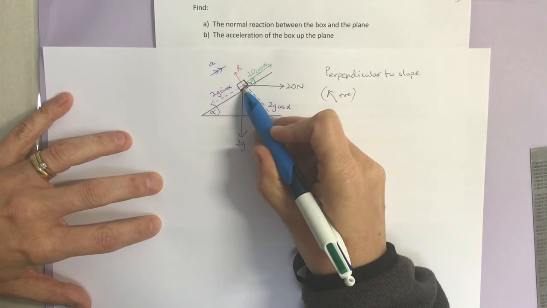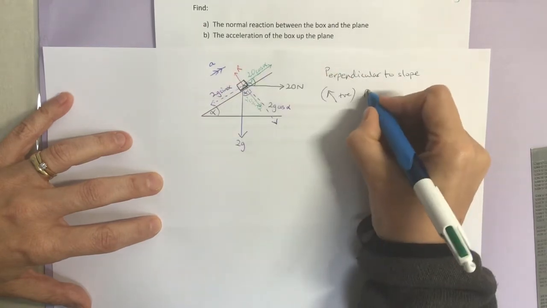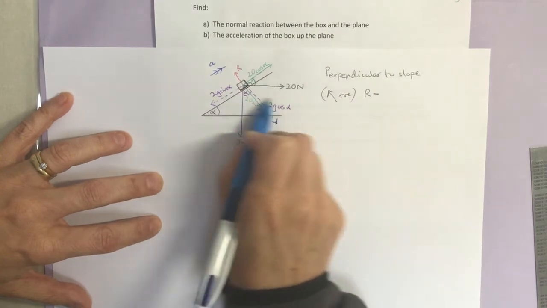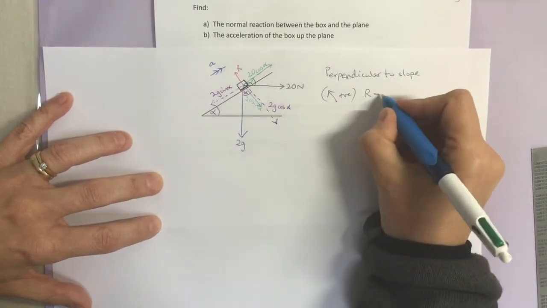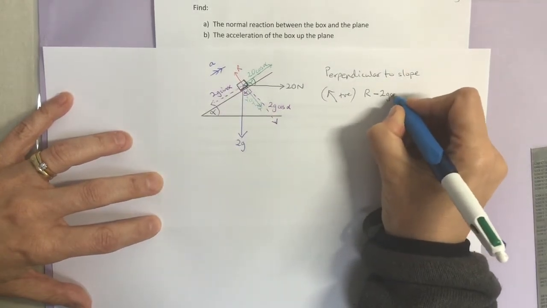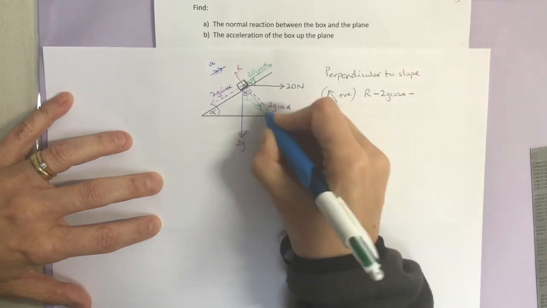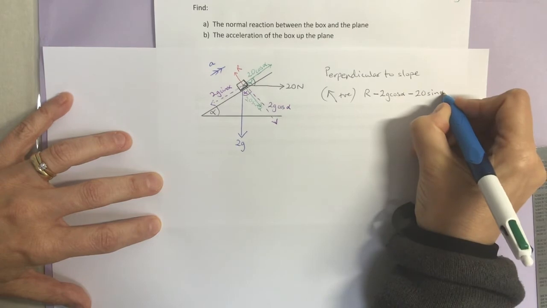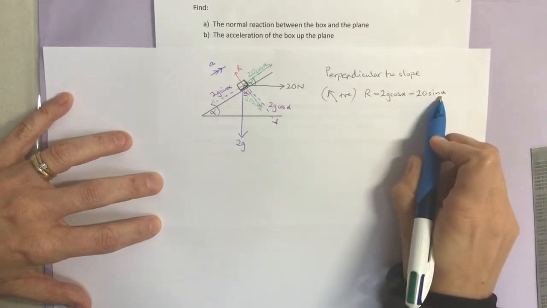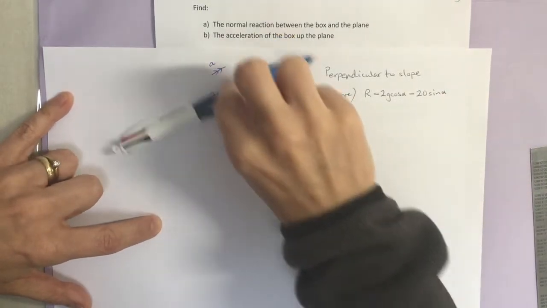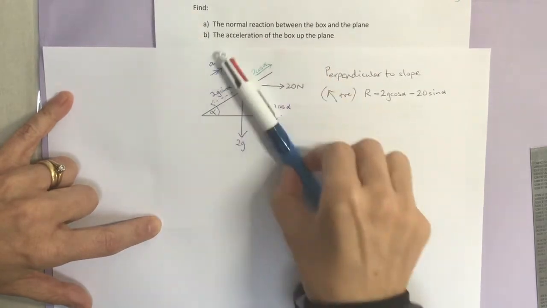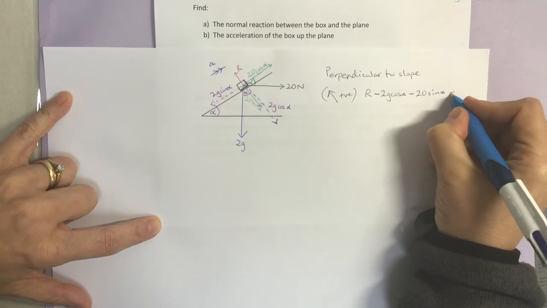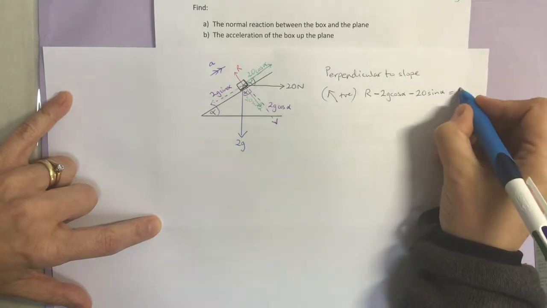So perpendicular to the slope, we've got R acting in the positive direction, and then in the negative direction, if that way is positive and these are both acting in the opposite direction, I've got minus 2g cos alpha and minus 20 sine alpha. So that's my resultant force. There's nothing happening this way. There's no motion this way. Perpendicular, so that resultant force is going to be 0.